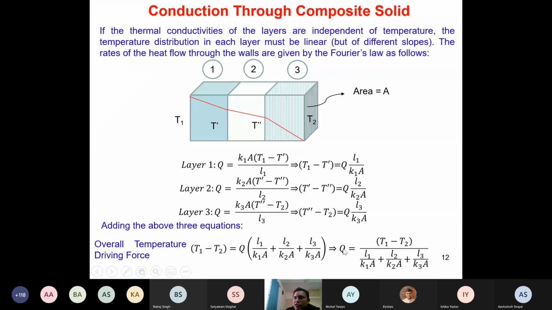Again, we can rearrange this equation. So Q, which is the net heat transfer in watts, is given as delta T, which is T1 minus T2, the driving force, divided by the total resistances. Here L1 by K1A is the resistance R1, L2 by K2A is the resistance R2, and similarly L3 by K3A is the resistance R3, and all three resistances are added in series. Here you can see all three resistances are in series.